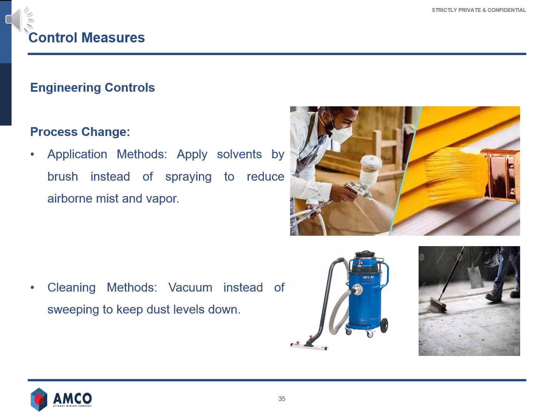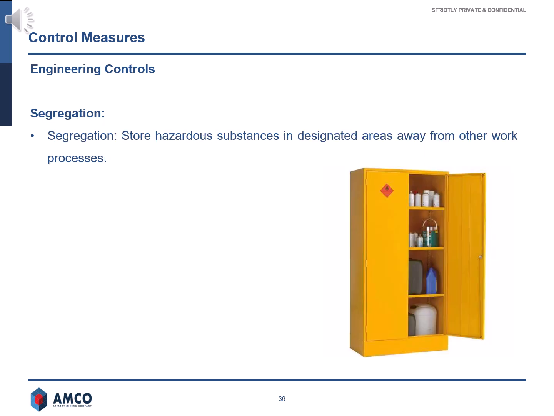Engineering controls. Process change. Application methods: apply solvents by brush instead of spraying to reduce airborne mist and vapor. Cleaning methods: vacuum instead of sweeping to keep dust levels down. Segregation: store hazardous substances in designated areas away from other work processes.